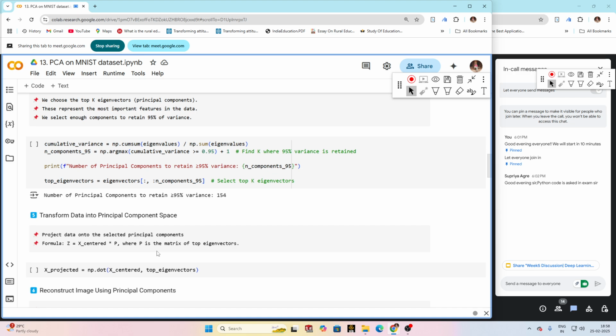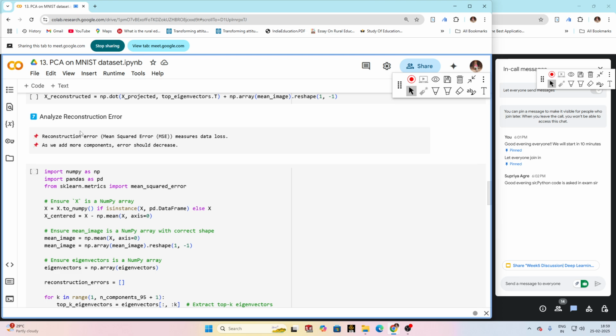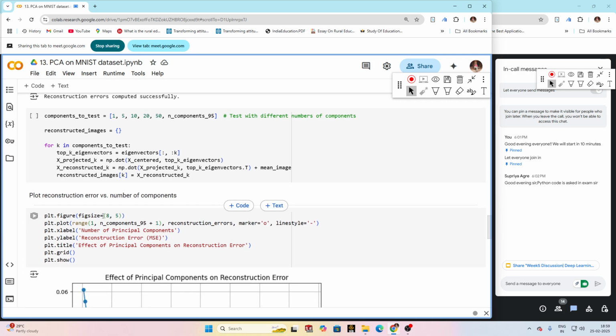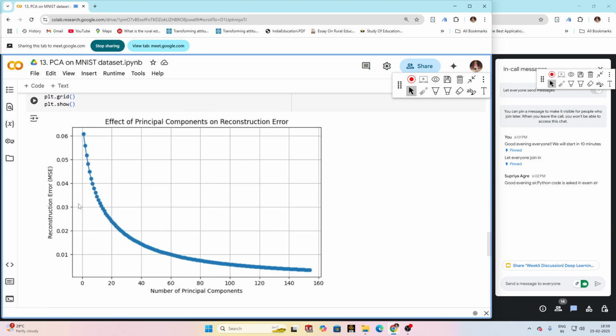Okay, so that is the idea of principal component analysis. That is, we need to project our data into principal components such that we do the dimensionality reduction. Earlier we needed 784 vectors to represent our data, but here by only 154 principal components we can retain more than 95% of variance. Okay, and then we need to do this reconstruction process. This is the formula of the reconstruction process, and then we are calculating the reconstruction error, and we are plotting a figure, and in this figure you can easily see the reconstruction error.